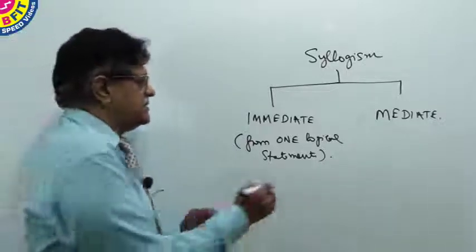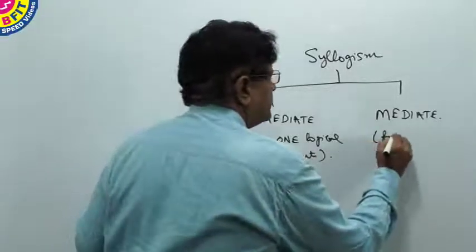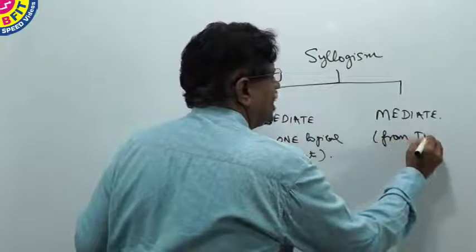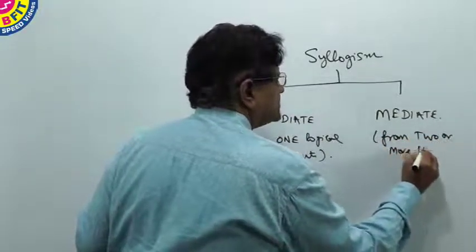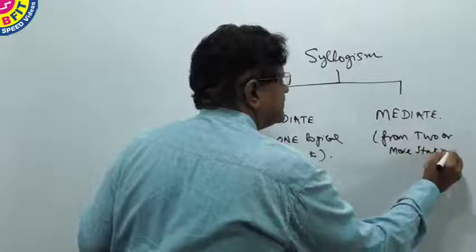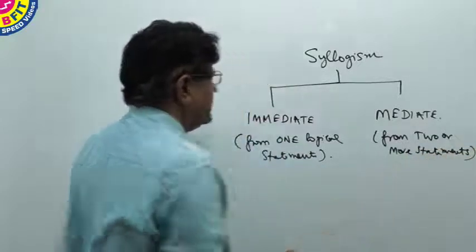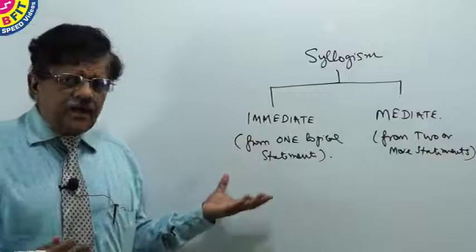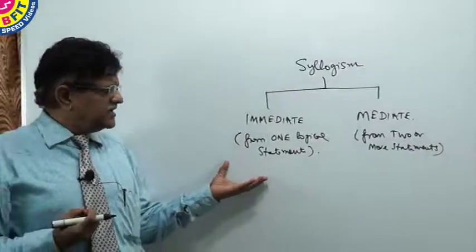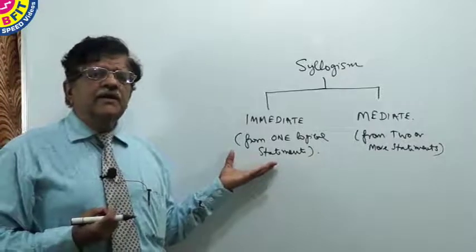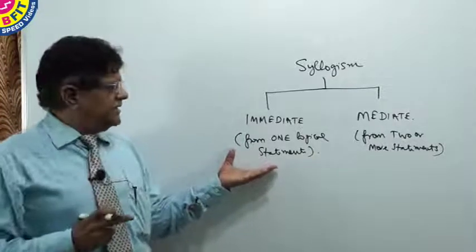Mediate means from two or more statements. Immediate means just look at it, you can derive the conclusion or inference, and you are going to do it based on one logical statement.